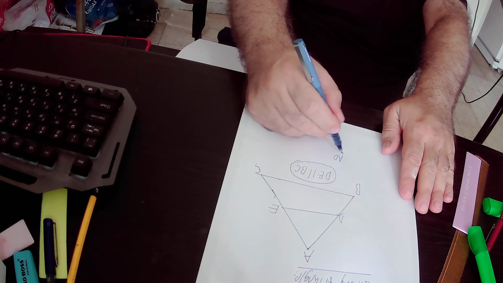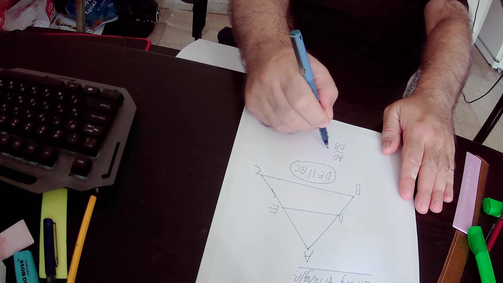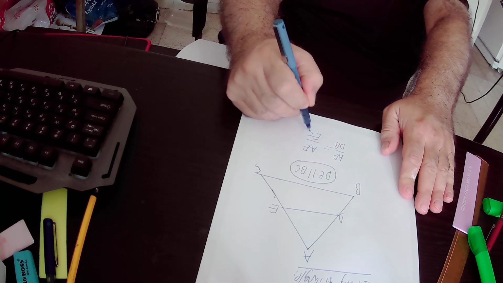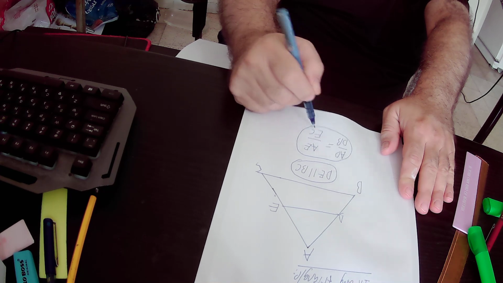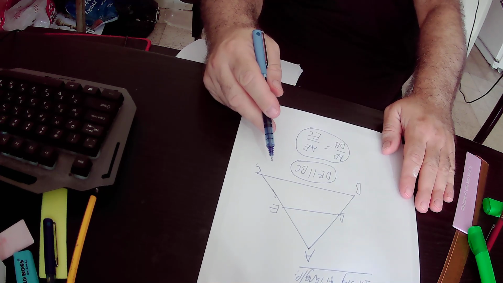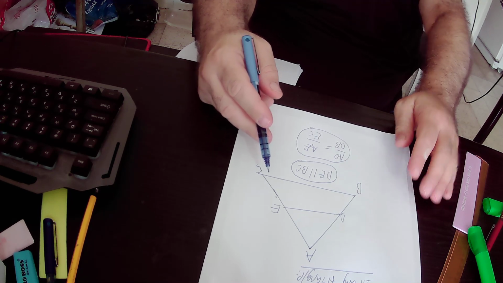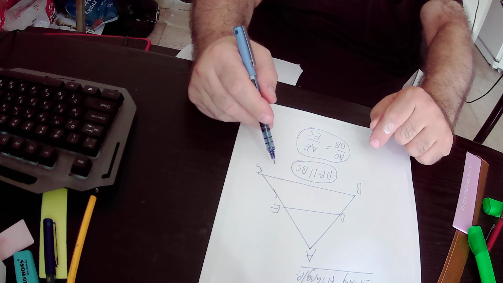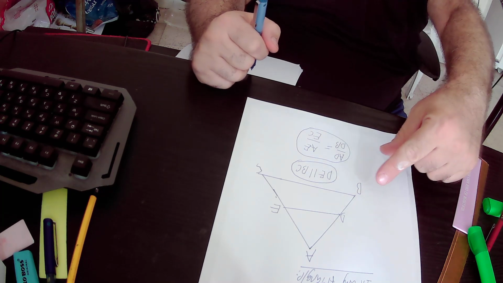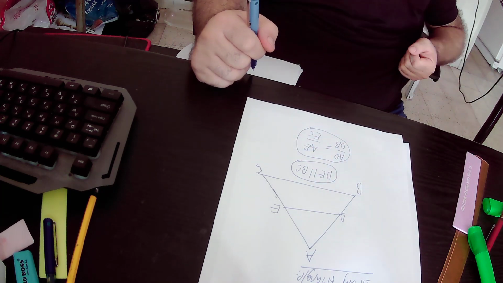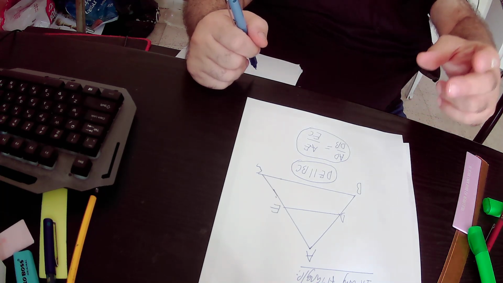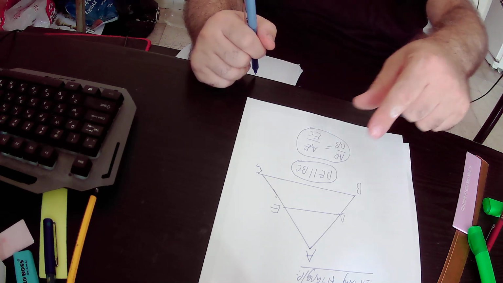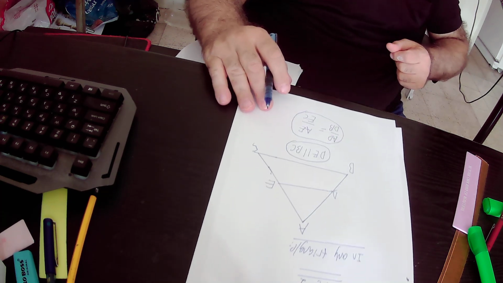AD over DB will be equal to AE over EC. Again, if in triangle ABC we know that DE is parallel to BC, then the following equality is true: AD over DB equals AE over EC. Okay?